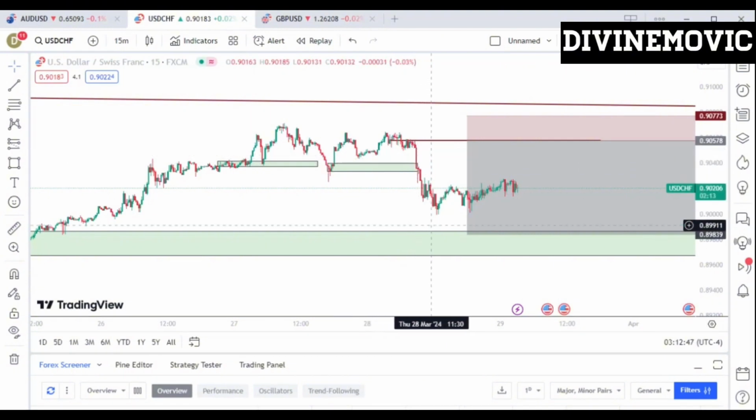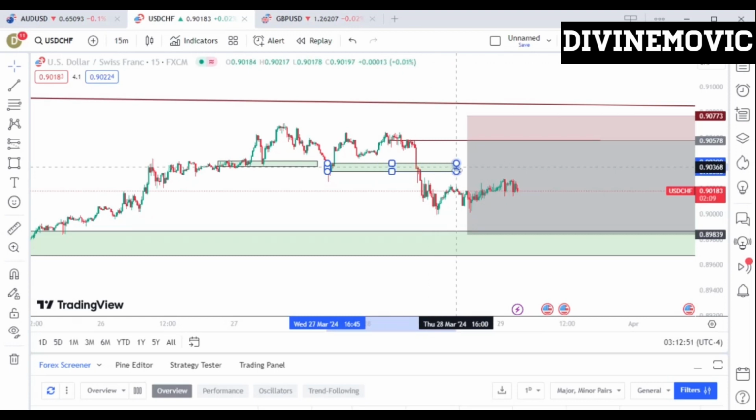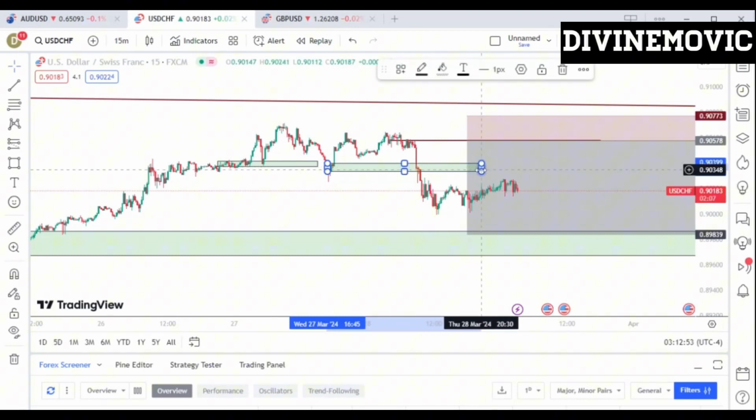This point failed. Now, this point where price failed is simply referred to as a flip zone, or a demand zone that turned into a supply zone because the demand zone failed. So this is referred to as a flip zone caused by a failed demand zone.